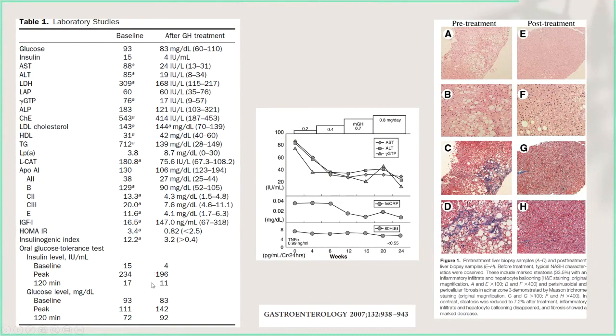So you see the baseline IGF-1 at 16.5, 147 on treatment, and they escalated the dose from 0.2 to 0.4 to 0.8 milligrams per day, and there is a steady decline in the ALT, AST, GTP, hsCRP, and TNF. So all these improved, and so did the histology. So this is a single case, but it is quite dramatic that this patient had such a marked improvement in the hepatic parameters that were studied.